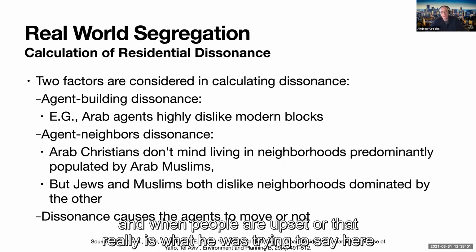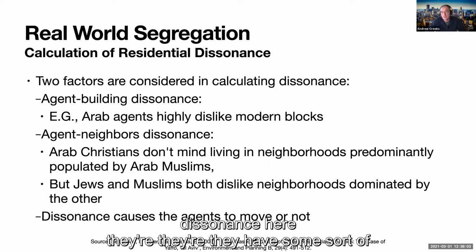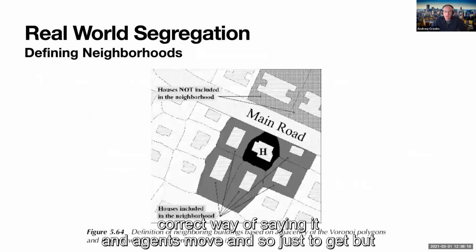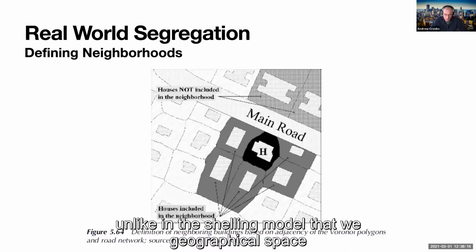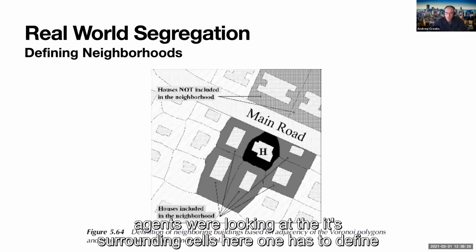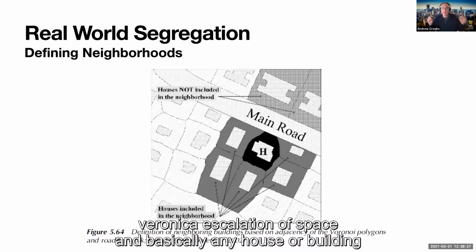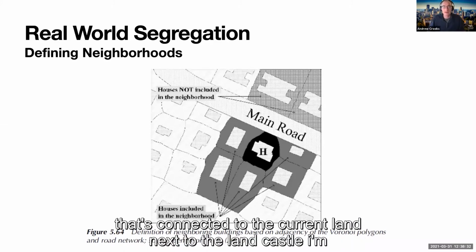And when people are upset or have some type of dissonance, which is a politically correct way of saying it, agents move. But in his model, because he's using geographical space, unlike in the Schelling model that we explored a couple of slides back, where agents were looking at the 8 surrounding cells, here one has to define a neighborhood. He's using a Voronoi tessellation of space, and basically any house or building that's connected to the current land, next to the land parcel I'm at, is classed as a neighborhood.